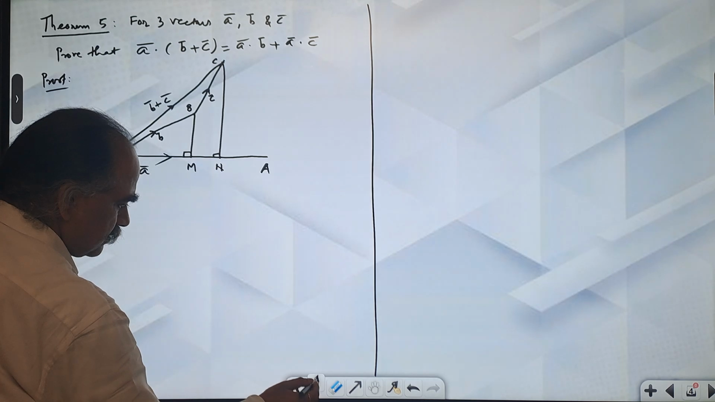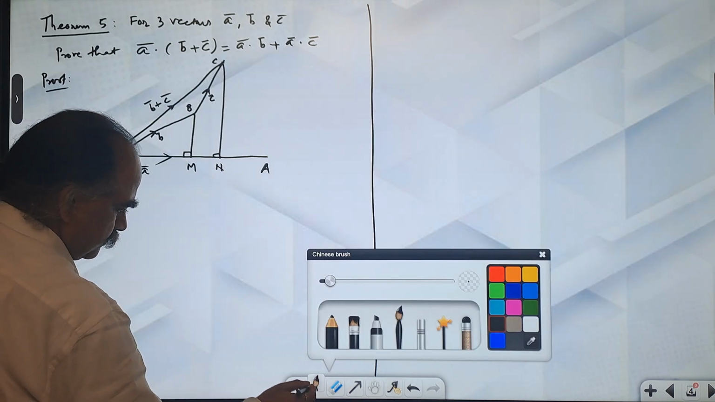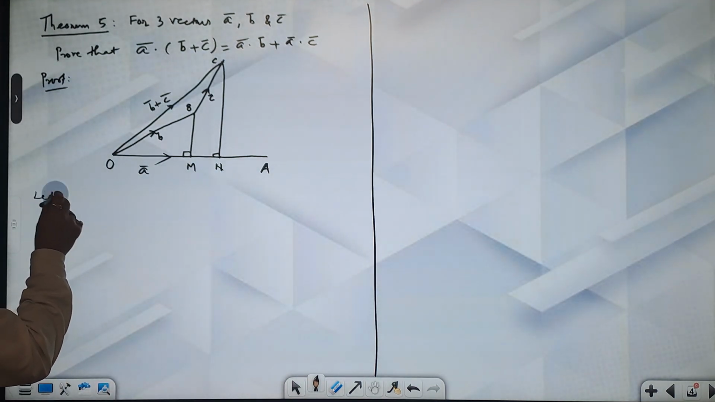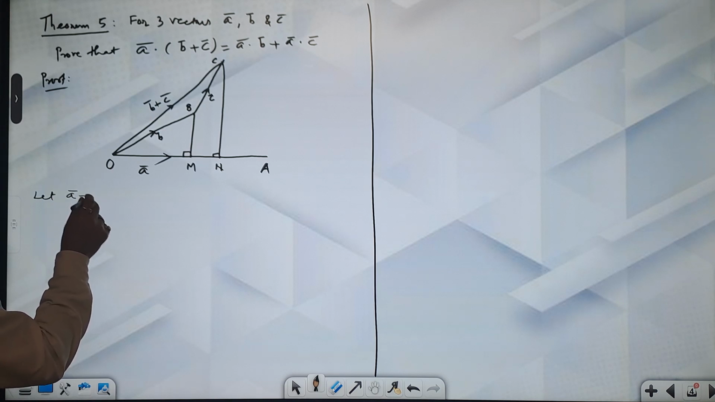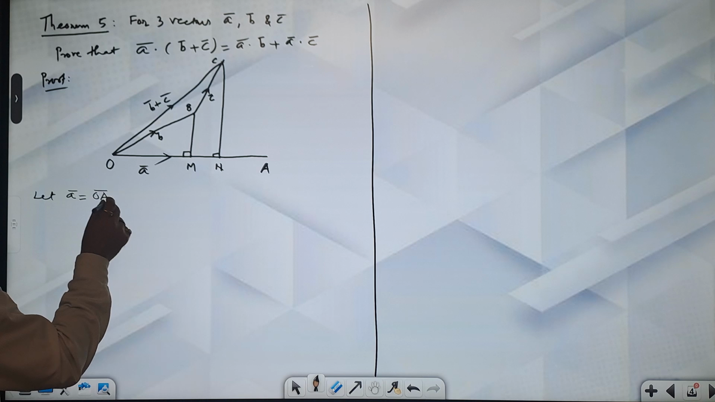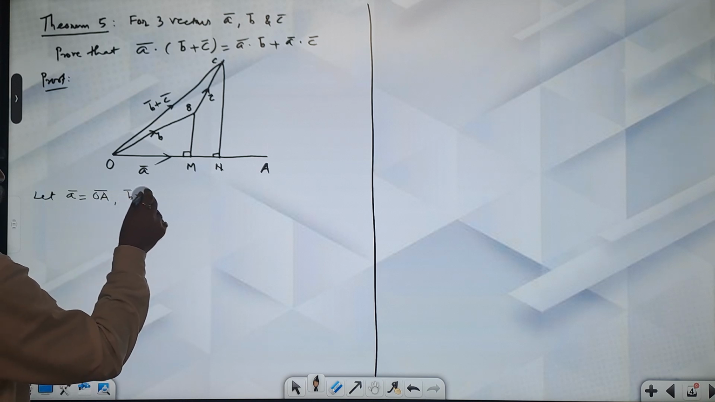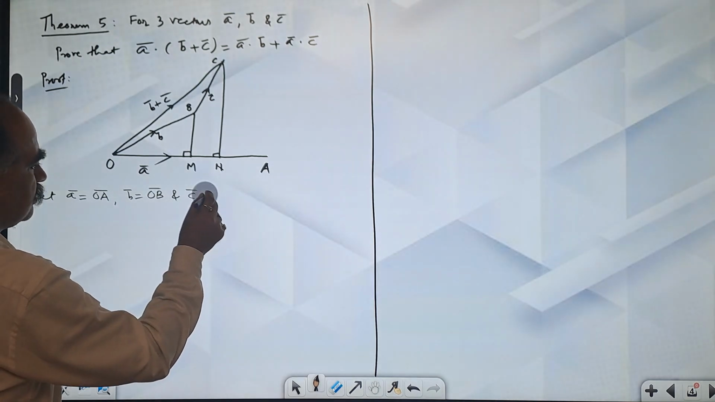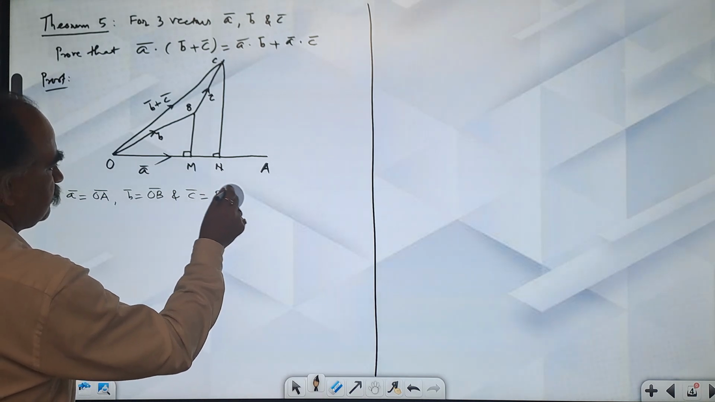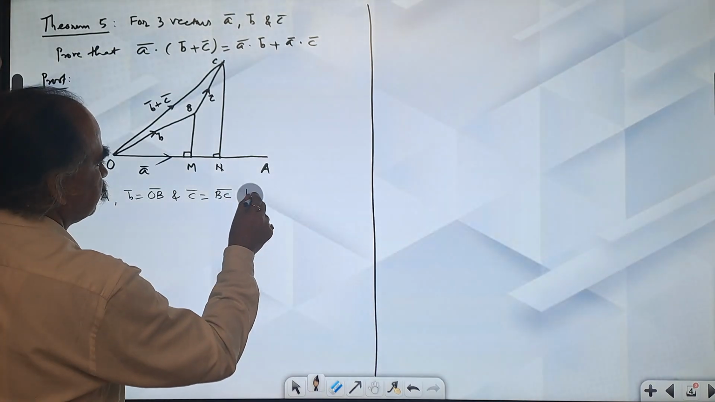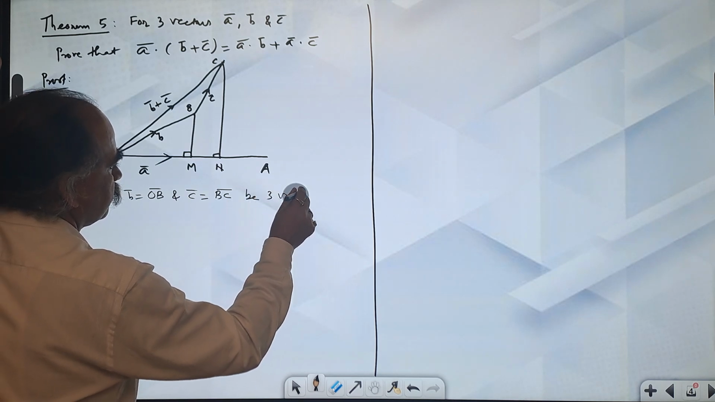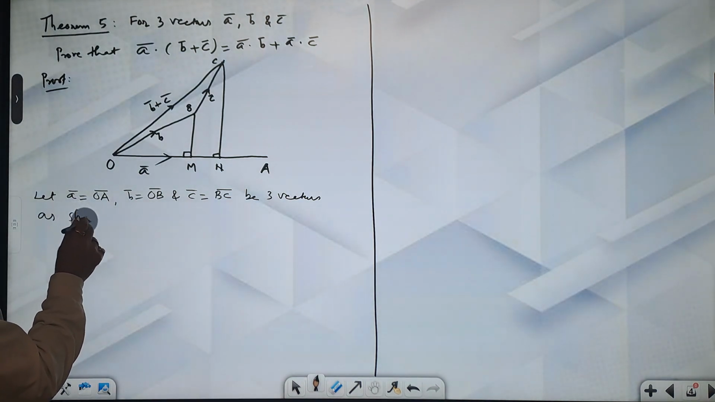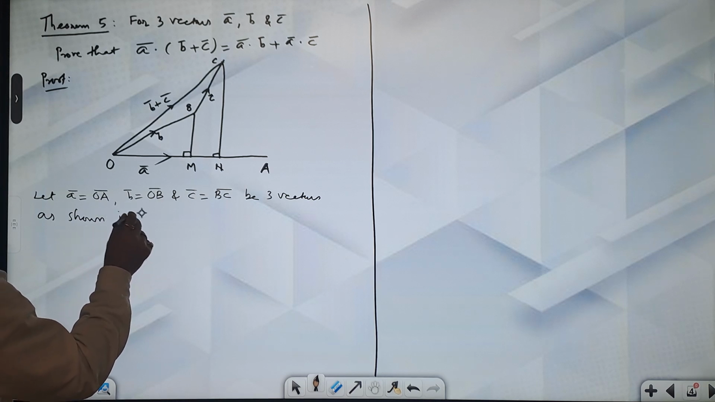See how to start? Let A bar is equal to OA bar, B bar is OB bar, and C bar is BC bar, be three vectors as shown in the figure.